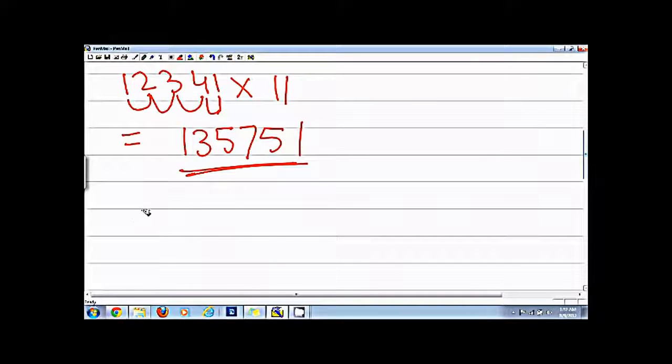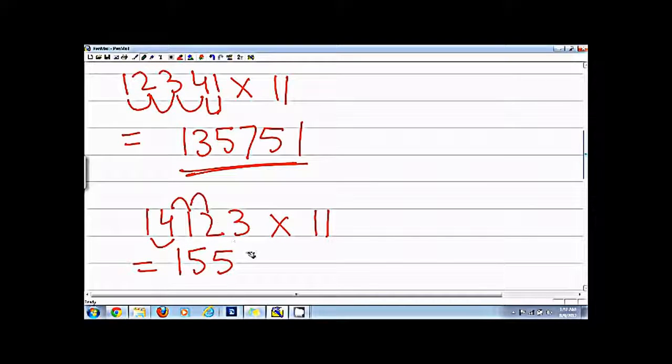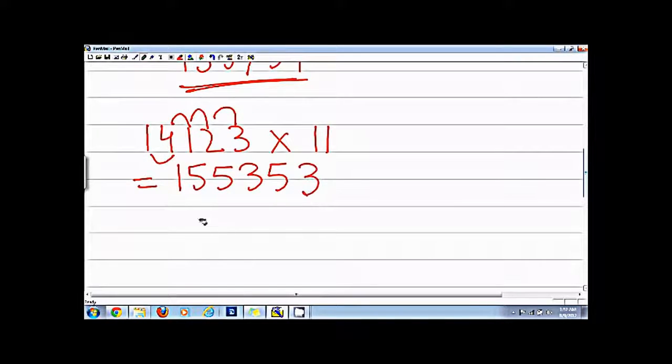Another example will be 14123. If you multiply it by 11, the answer will start with 1, then 4 and 1 is 5, 1 and 4 is 5, 1 and 2 is 3, 2 and 3 is 5, and then we have 3 at the end. So the answer is 155353. This method is a quick way.